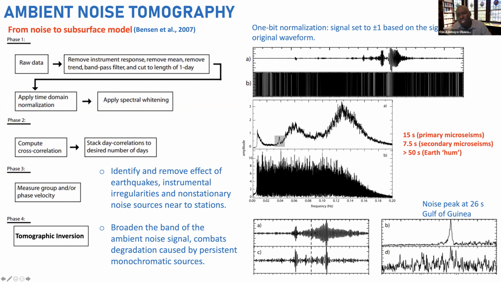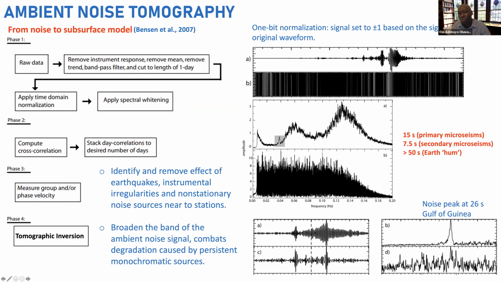For example, this is an example of a waveform recorded at a station. And the first thing you want to do, after you perform the initial removal of instrument response and all basic seismological processing, is to remove any earthquake signal from this data set, and any form of station irregularity. And that's what we call the time domain normalization.